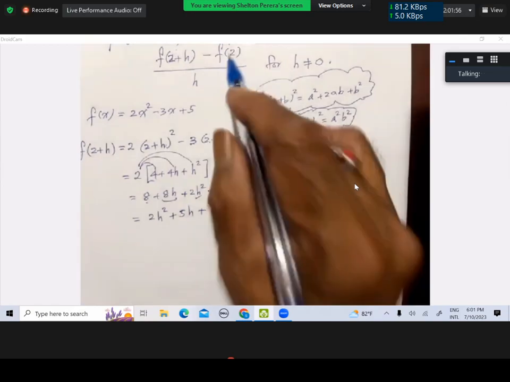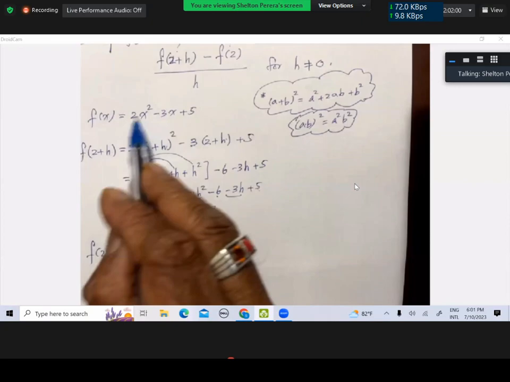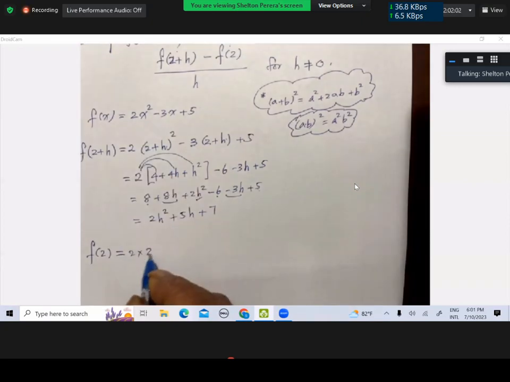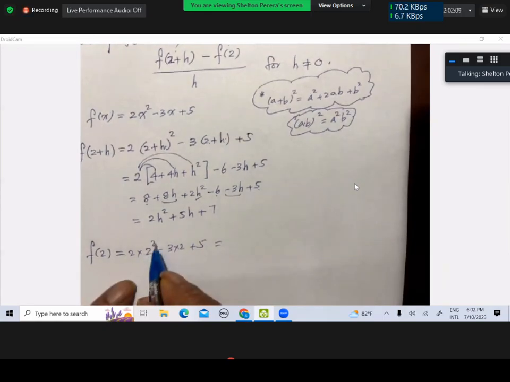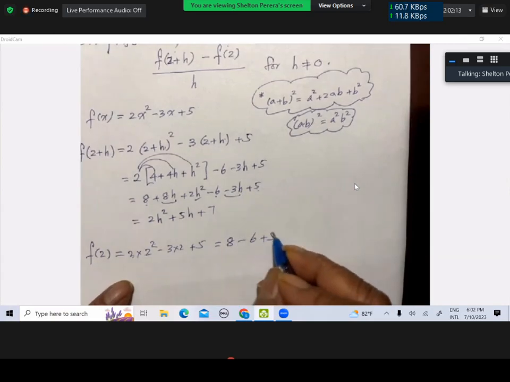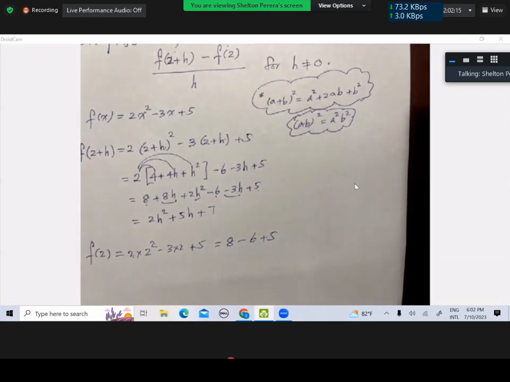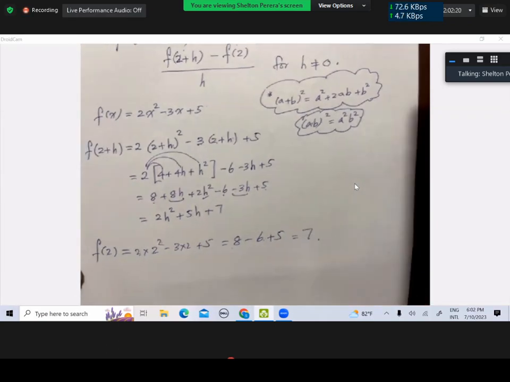Now f of 2. What is f of 2? Put 2 there. 2 times 2 squared minus 3 times 2 plus 5. What is it? 4 times 2, 8, minus 6 plus 5. 8 minus 6 is 2, plus 5 is 7. Okay, f of 2 is 7.